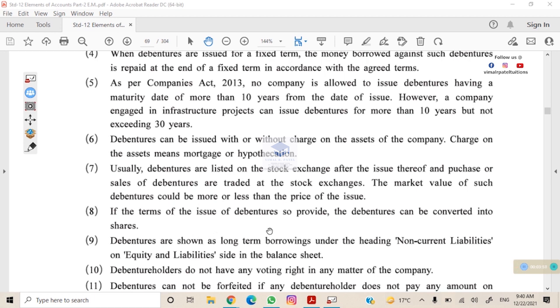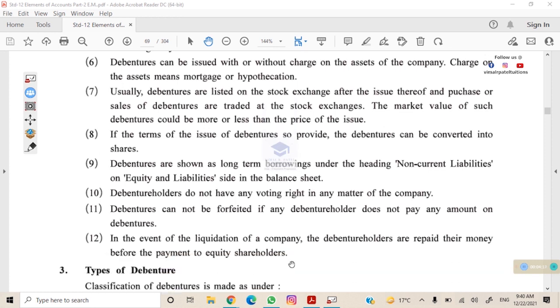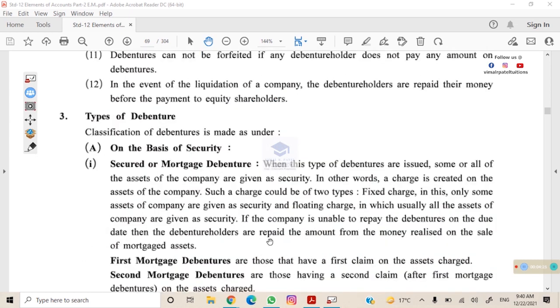If the terms of debenture so provide, debenture can be converted into shares. Debentures are shown as long-term borrowing under the heading non-current liability on the equity and liability side of the balance sheet. Debentures don't have any voting right. Debentures cannot be forfeited if any debenture holder does not pay money. In the event of liquidation of the company, first debenture holders will be paid, and afterwards, if anything remains, equity shareholders will be paid.